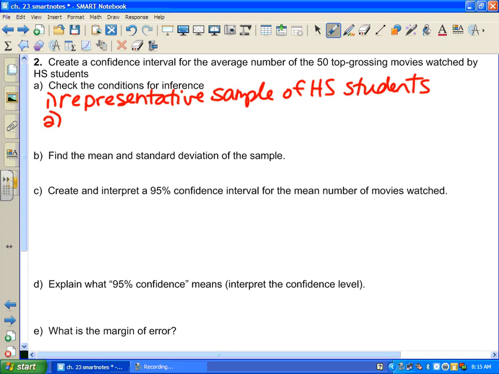less than 10%. So there's 17 people here today. You think 17 is less than 10% of all high school students? Yes. Okay, the third condition is the one that's different from proportions. It's also the hardest to check.